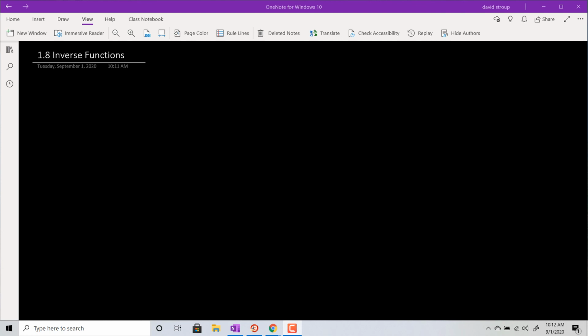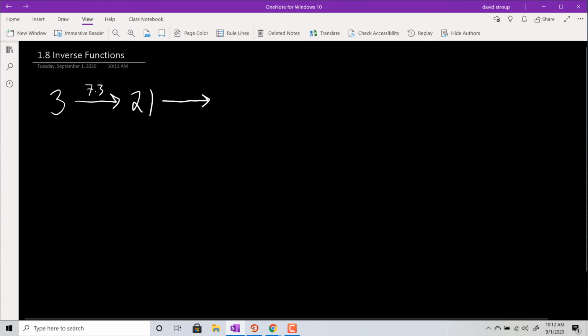But anyways, inverse functions are functions that kind of undo operations. For example, let's say I have 3 and then I multiply it by 7. So 7 times 3 gives me 21. The inverse function will undo that and bring me back to where I started. So how do I undo multiplication? Well, you do division, right? So we'll take 21 and instead of multiplying it by 7, we divide it by 7. And of course we get back to 3.